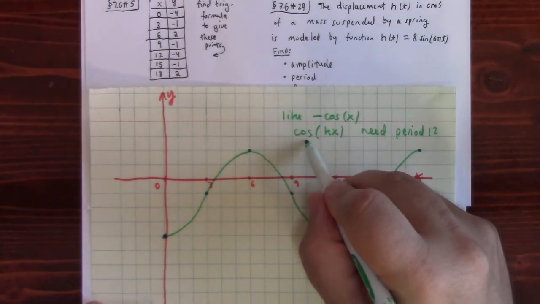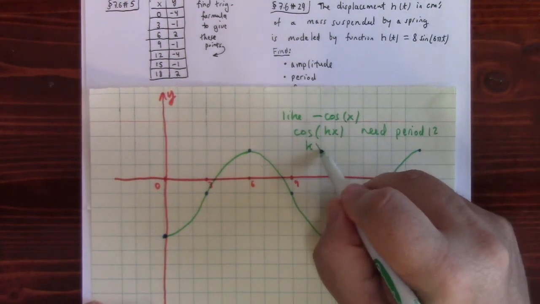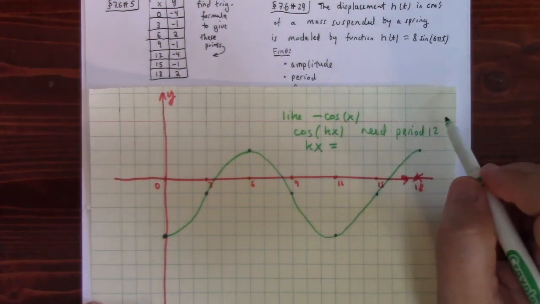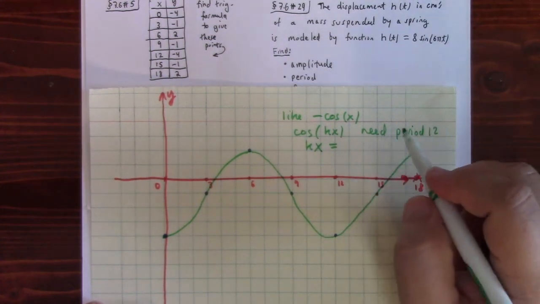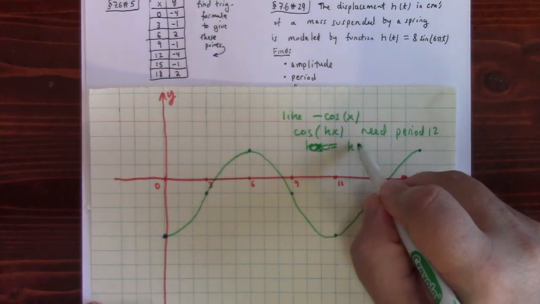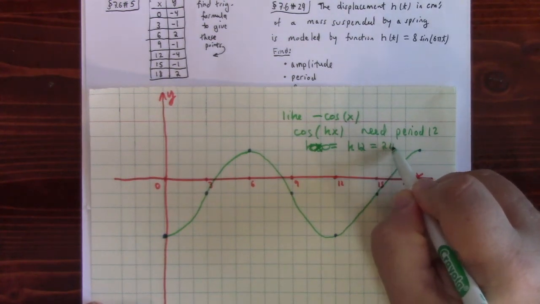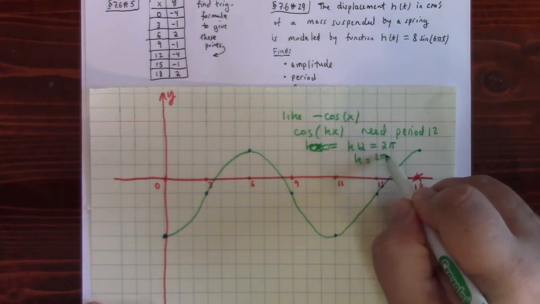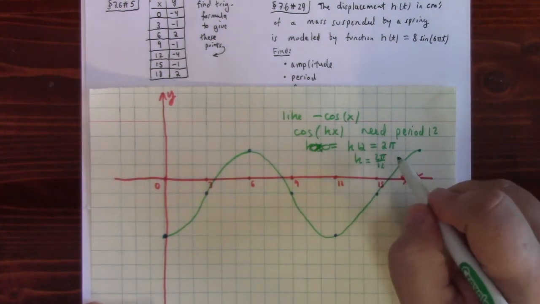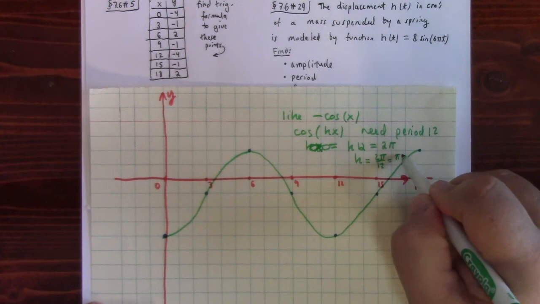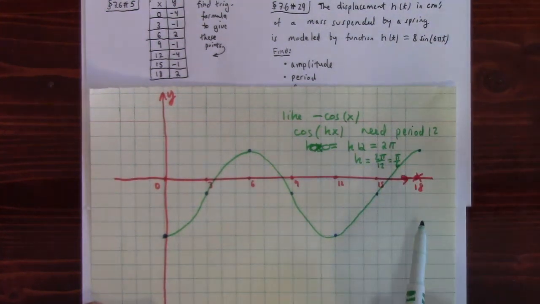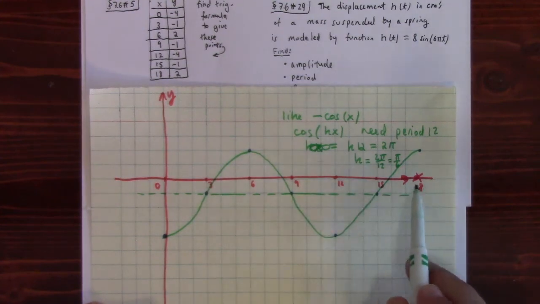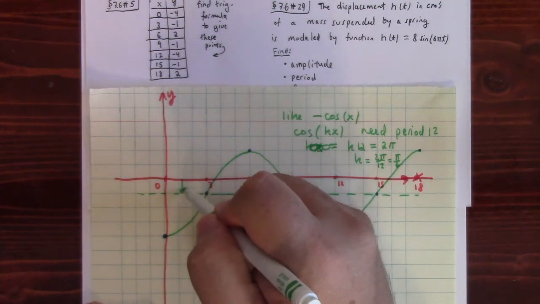So that means that k times the period, which I'm calling x, excuse me, k times 12 has to be equal to 2 pi, right? So, in other words, k is equal to 2 pi over 12, which is pi over 6. It's also shifted, right? There's a shift here. Here's the 0 line of it. So it's going down 1, right?